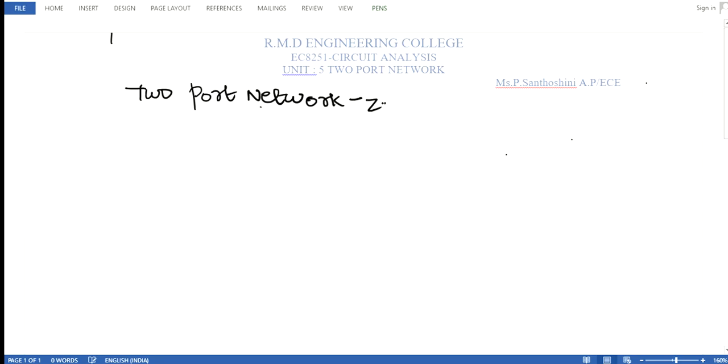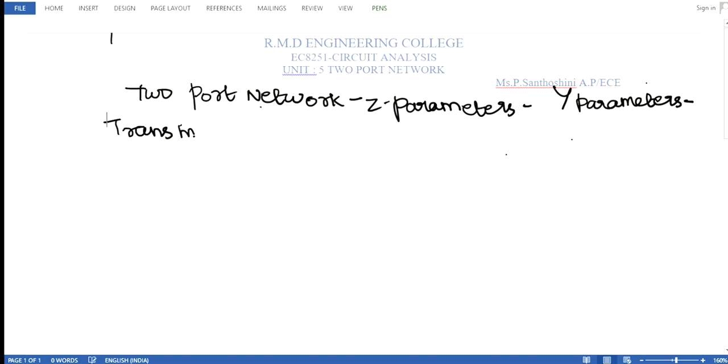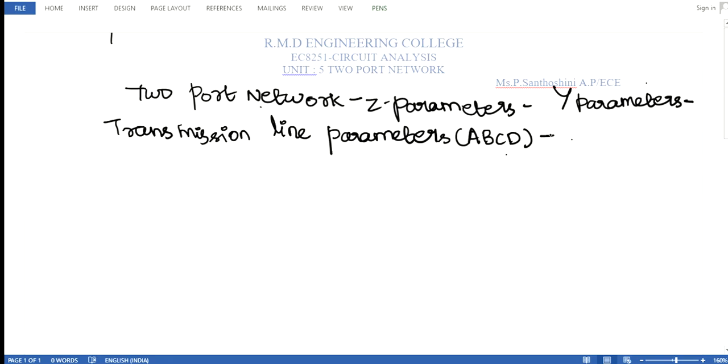Second will be Z parameters. Z is nothing but impedance. Very good. And followed by Y parameters, and followed by transmission line parameters. It is otherwise called ABCD parameters. We also call them general parameters or chain parameters. So let it be ABCD parameters. And followed by the last topic in the parameters, which is hybrid parameters.